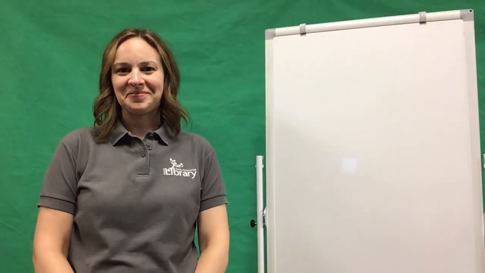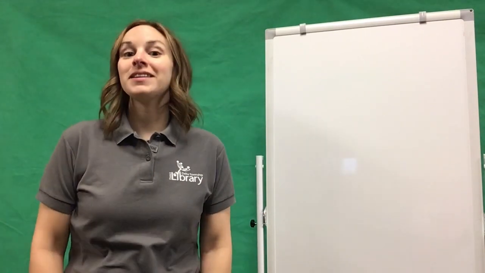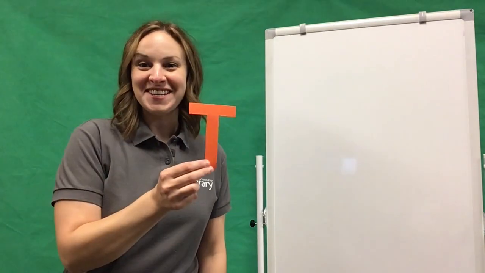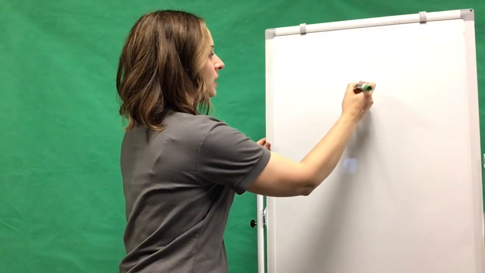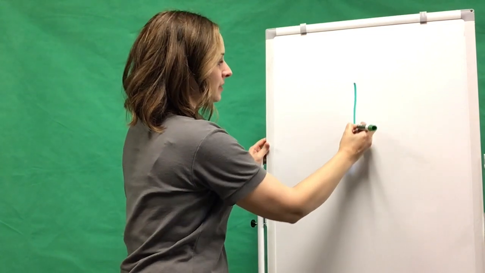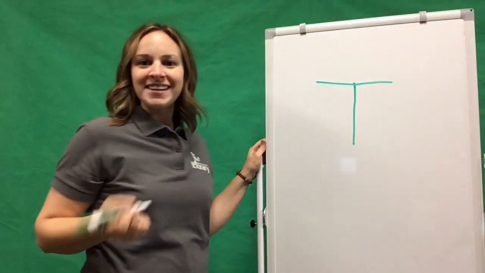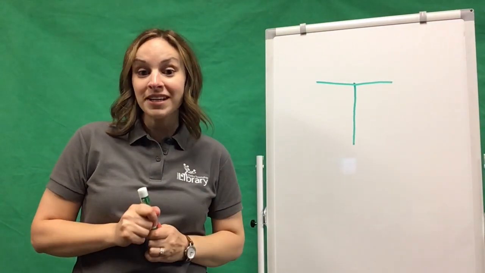Story time. Hi, I'm Becky. We're going to have a terrific story time today because we're going to be talking about a letter of the alphabet, the letter T. Let's write the letter T. It just has two lines, one line going up and down and one line going left and right. T. Can you think of anything that starts with the letter T?